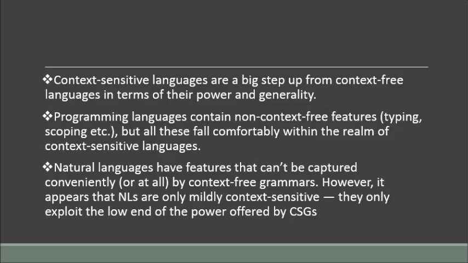Context-sensitive languages are a big step up from context-free languages in terms of their power and generality. Programming languages contain non-context-free features, for example, typing, scoping, etc. But all these fall comfortably within the realm of context-sensitive languages. Natural languages have features that can be captured conveniently by context-free grammars. However, it appears that NLs are only mildly context-sensitive. They only exploit the low end of the power offered by context-sensitive grammars.